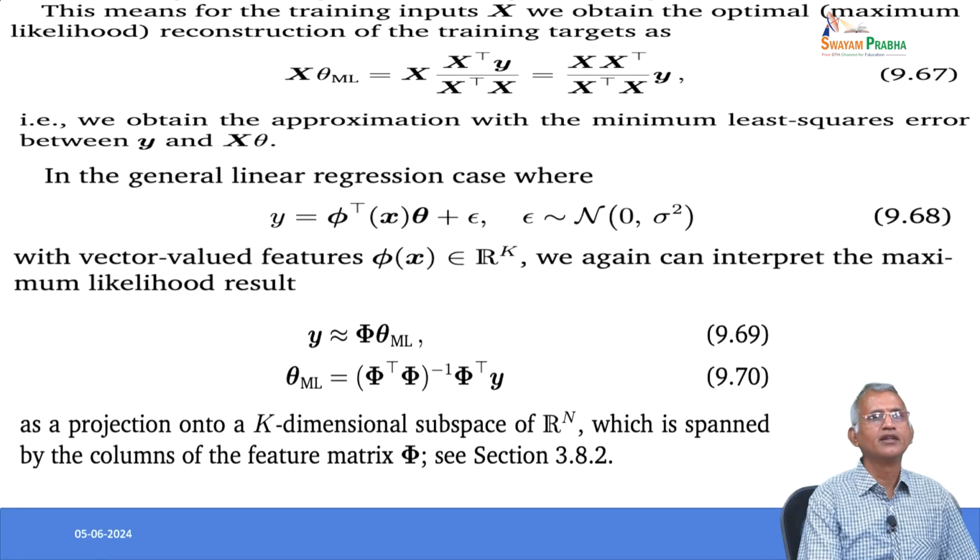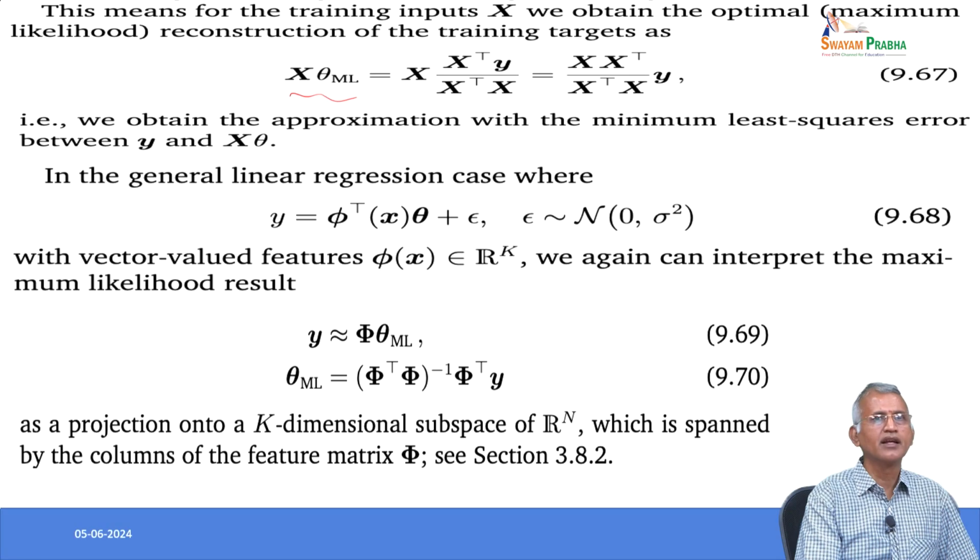So, this means for the training input X, we obtain the optimal reconstruction of the training target as X theta_ML equal to X (X transpose X) inverse X transpose y, that is X X transpose y by X transpose X. So, we obtain the approximation with minimum least square error between y and X theta.